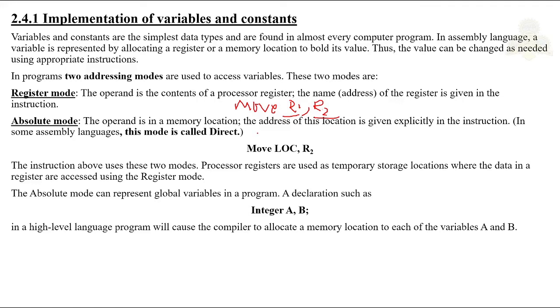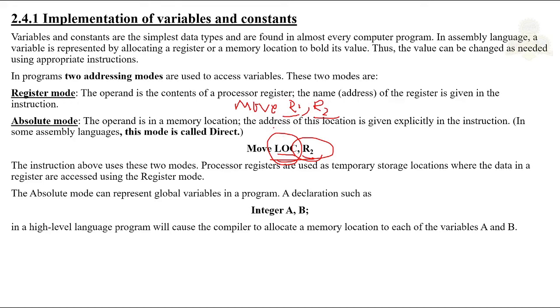Next is absolute mode. Here the operand is a memory location like this. Sometimes this absolute mode is also called direct mode. In the absolute mode, only the operand is in a memory location, not in the processor register. Now this example move LOC comma R2 is a combination of both. It is a register mode because R2 is present. It is also an absolute mode because the memory location LOC is present. So this is an example of both modes, register and absolute.